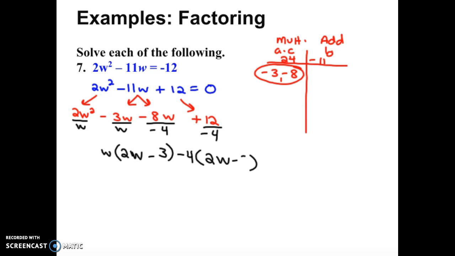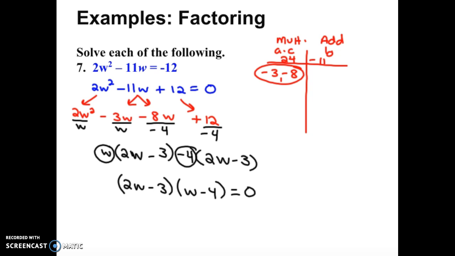So 2w minus 3. Notice how you have 2w minus 3 in common. So I will write that out front. So they both have a 2w minus 3 in common. When I take that out of both, I am left with a w in the first one and a minus 4 in the second one. So that's what it would factor out to.